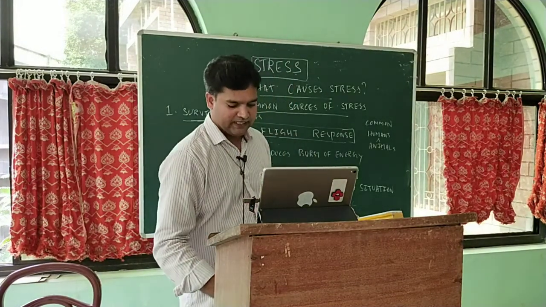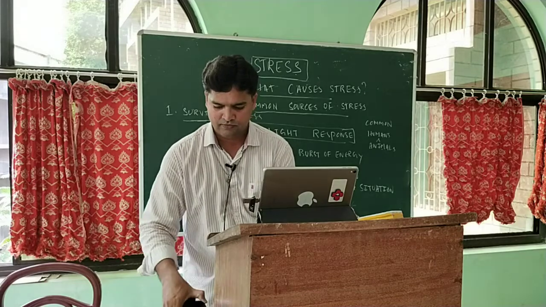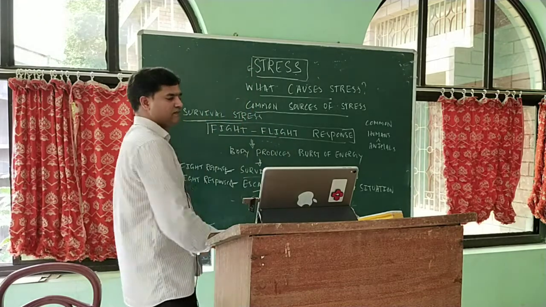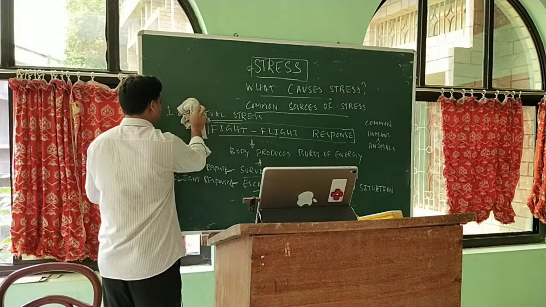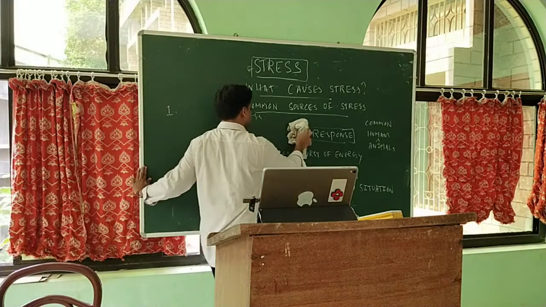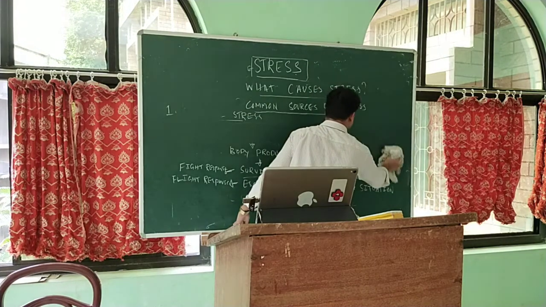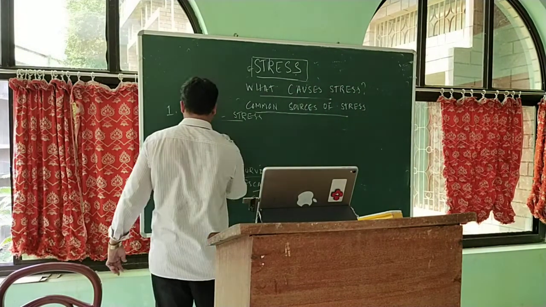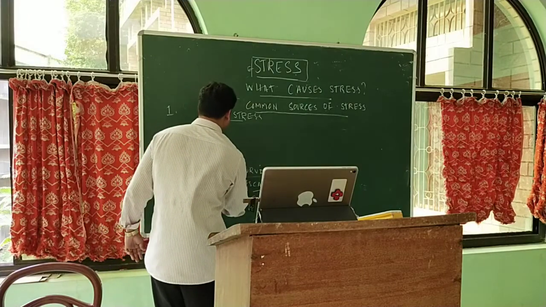The second one is called internal stress. By internal stress, we understand worrying about things we can do nothing about. That is the second common source of stress. The first one is survival stress, the second one is internal stress.